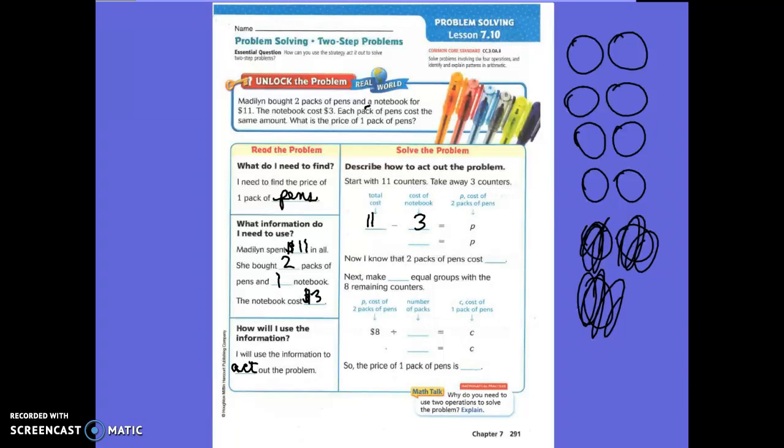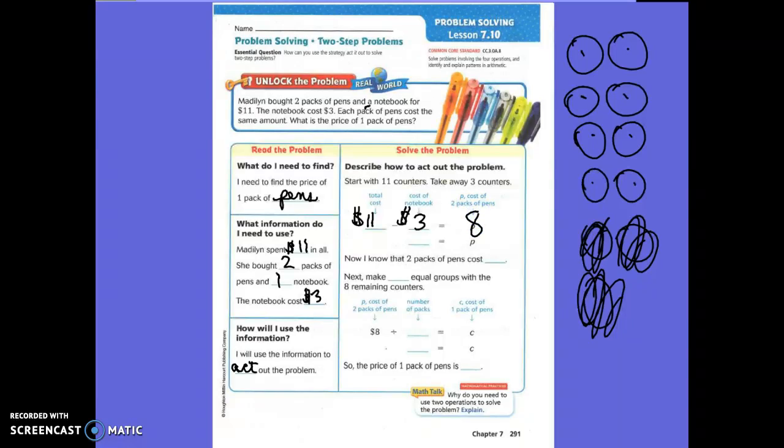So 11 minus 3. The reason we're doing that is because $11 was the total cost, minus $3 because $3 is the notebook, and we're not trying to find the cost of the notebook, we are trying to find the cost of the pens. 11 minus 3 equals what, guys? Let's think about this. 11, take one away, that is 10. Take another one away, that is 9. Take another one away, that is 8. 11 minus 3 is 8, not 9.